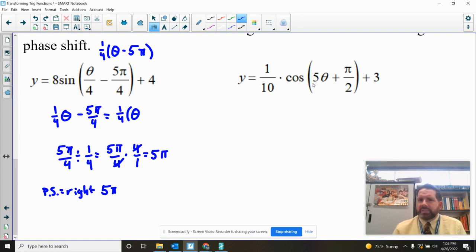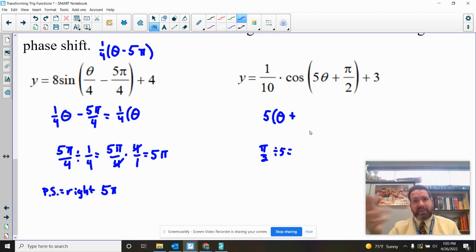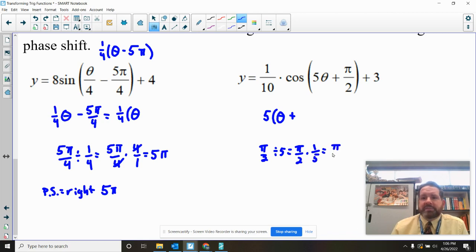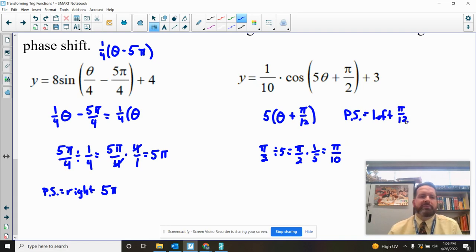Here's what I'm noticing. I got a 5 in front of the theta. So then the question is, what do I get when I take the pi over 2 and divide that by 5 as well? I do need you to know that dividing by 5 is the same thing as multiplying by 1/5. Multiply across the tops and across the bottoms, we get a pi over 10. This makes it very easy to see what the phase shift is. I see the plus, so we're moving to the left. And how far? Well, by pi over 12.